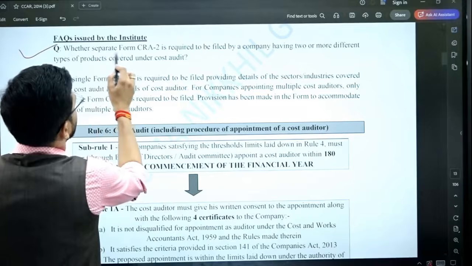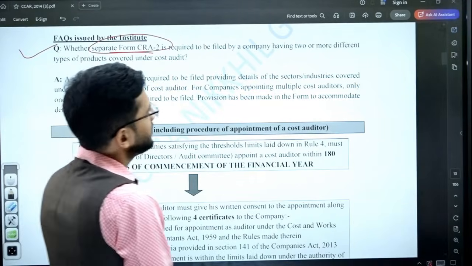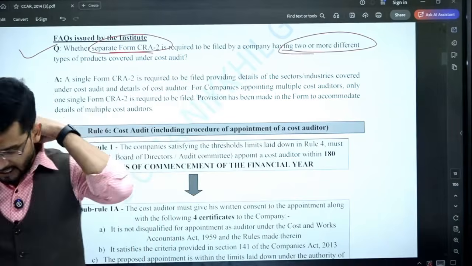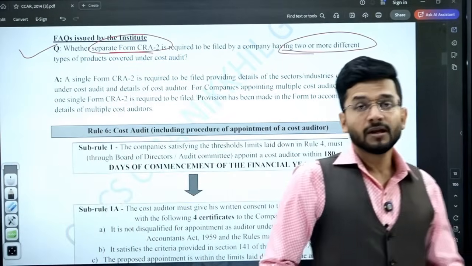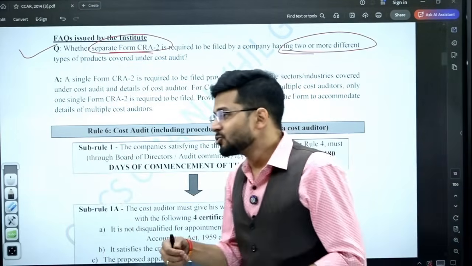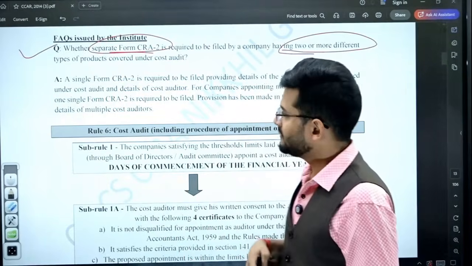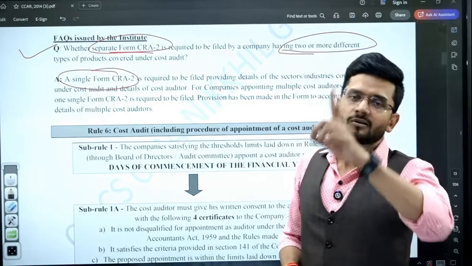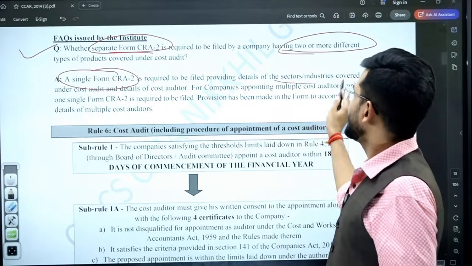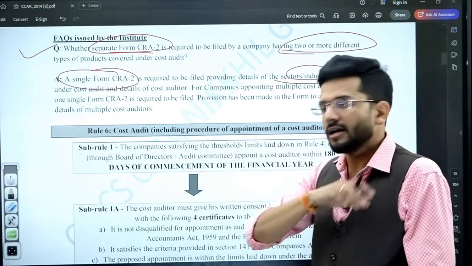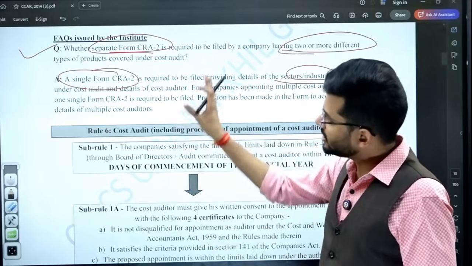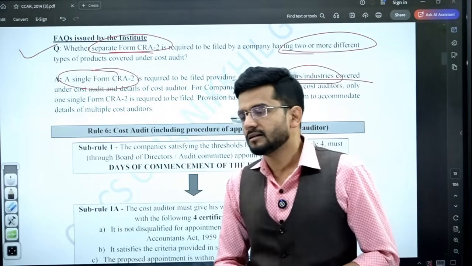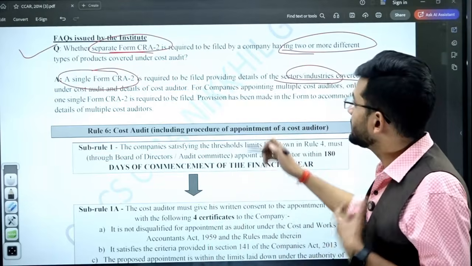Whether a separate Form CRA 2 is required to be filed by a company having 2 or more different types of products. Suppose there are 2 products covered under Table A or Table B, which are subject to cost audit. Should we file 2 different CRA 2? Answer is no. Only one CRA 2 is required to be filed. Details of sectors and industries covered under the cost audit are to be given in that one single CRA 2. Both products' details are to be given in one CRA 2.